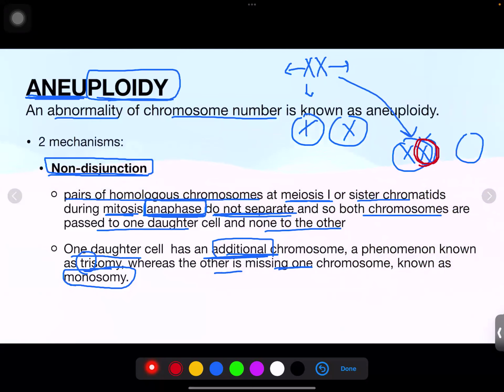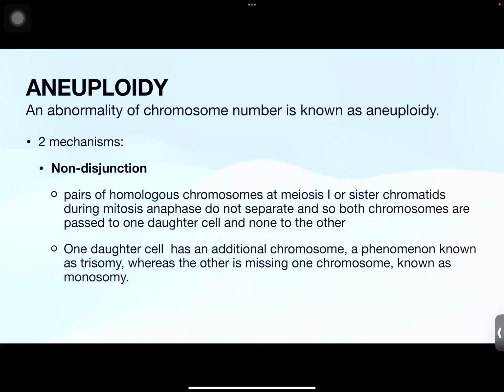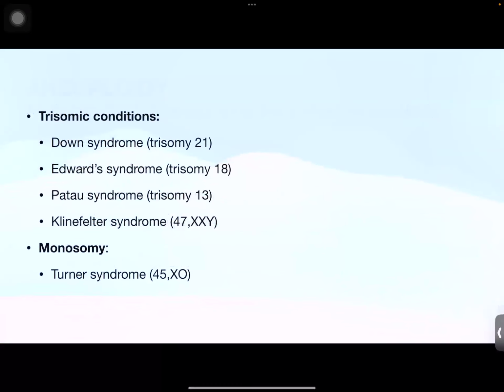So non-disjunction means non-separation. You can easily remember that the chromosomes do not separate, and they pass on to one daughter cell, and the other daughter cell is empty of that chromosome. So this one is deprived of a chromosome. One chromosome is missing, one minus, you can say, and this cell has one extra copy, so 1 plus. When it is 1 plus, it is called trisomy, because there are 3 copies of that chromosome number, and where one is absent, that is called a monosomy. So this is the basic mechanism of trisomy conditions.